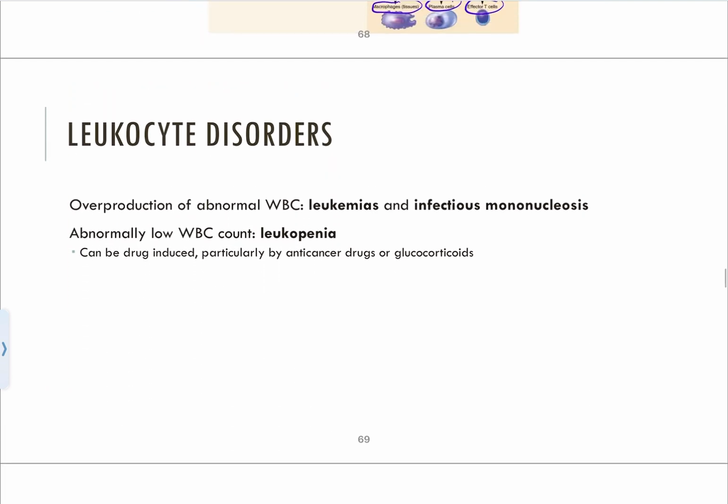Okay, leukocyte disorders. We can also have overproduction of white blood cells. If we have overproduction of white blood cells, they are typically abnormal. So if we're talking about leukemia, or if you've ever heard of mono, infectious mononucleosis is what mono is basically abbreviated to. And we can also have abnormally low white blood cell count, in which case we'd say you have leukopenia. If you have leukopenia, it's normally induced. Something can be induced by a drug, anti-cancer drugs, or something like a glucocorticoid.